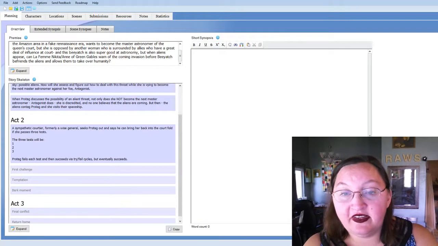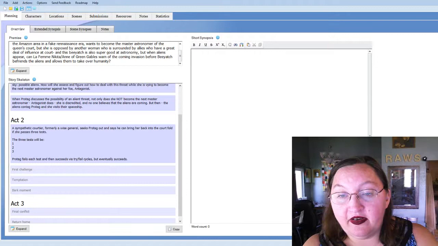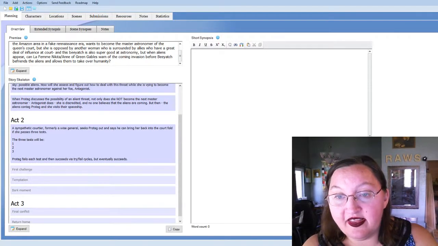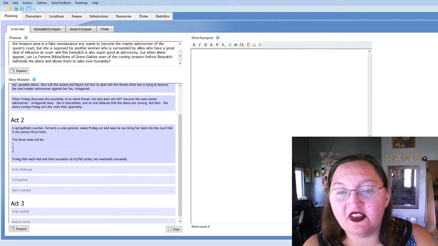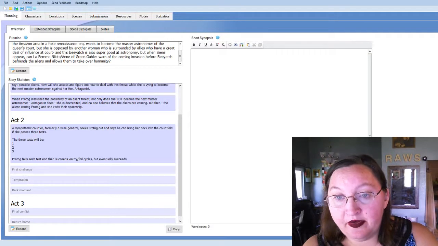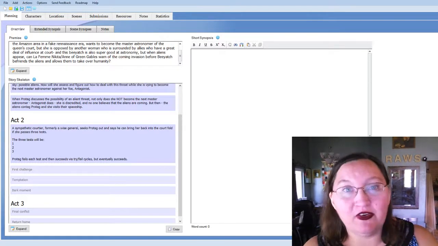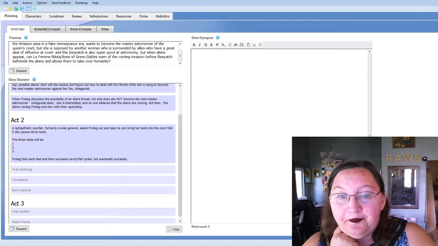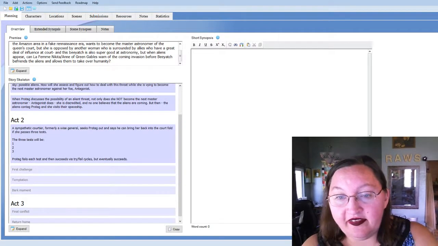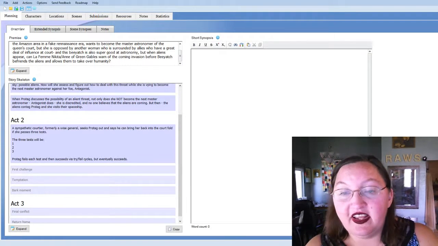Protag learns that alien spies are about to infiltrate the court, taking over the bodies of low-level courtiers in order to learn how human society works and how to best destroy it. Can Protag prevent them from taking over the bodies of her friends? Oh yeah, because her friends would totally be low-level courtiers. The answer is no, she can't, and it's awful.